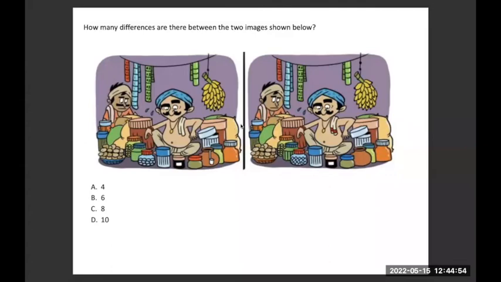All right. Let's see that. People have been saying 6. Some people have been saying 8. So let's just start marking. We'll start from top to bottom. So there's a knot here. There's a knot here. There is a missing knot here. So that is one difference.